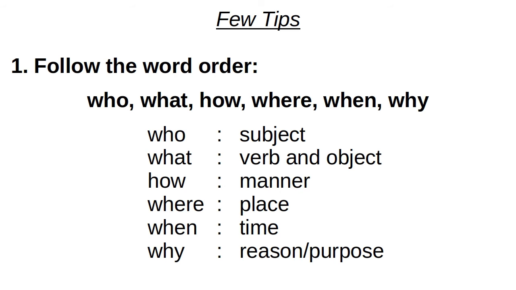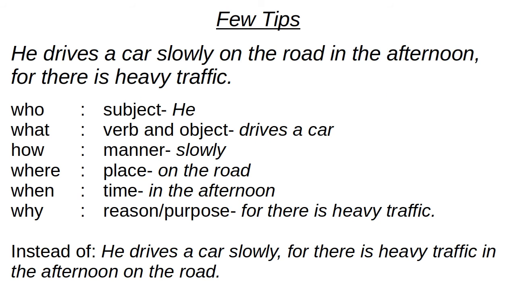Let us see an example. He drives a car. This is a complete sentence in itself. He drives a car. Full stop. Who drives a car? He drives a car. What is he driving? He's driving a car. So he is the subject, drives a car is the predicate. In the predicate drives a car, where is the verb and the object? Verb is drives, a car is the object. So he drives a car is a complete simple sentence. So we have finished who and what. In who and what the sentence is complete.